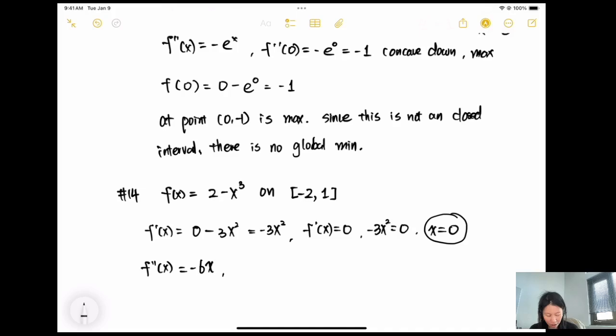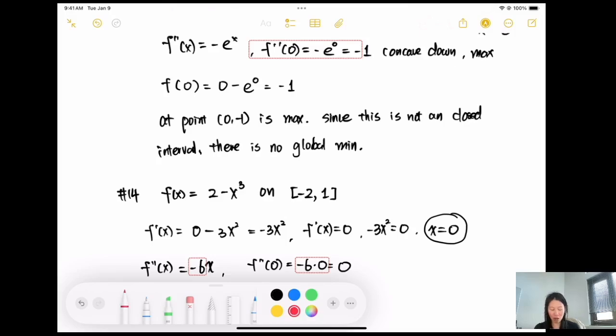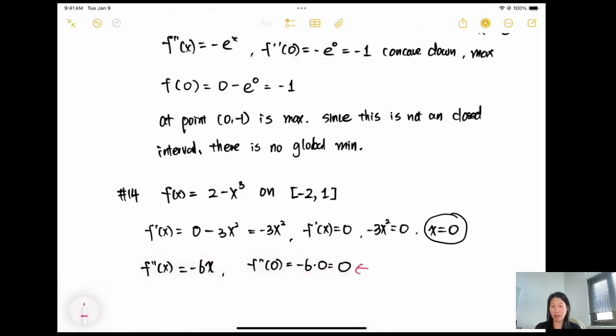Now, the next thing is we need to substitute the critical point into our second derivative. We have -6 times 0 equals 0. Oh, we never see that before. This is neither greater than 0 nor less than 0, so we don't know if this is concave up or concave down. In fact, when the second derivative equals 0, this is an inflection point.